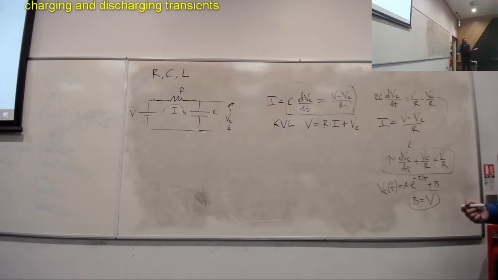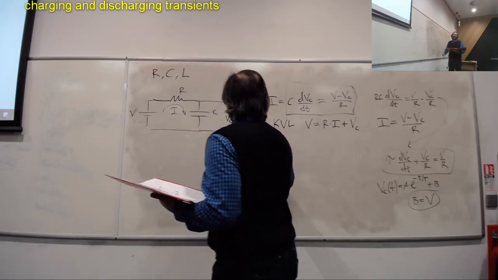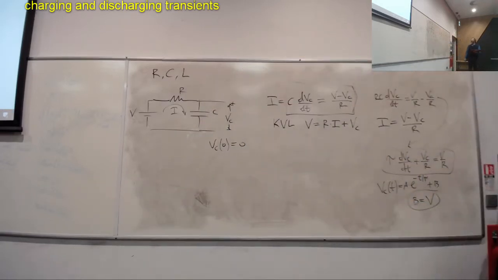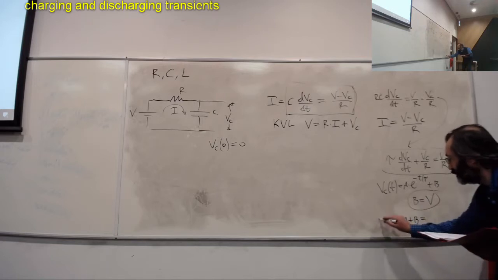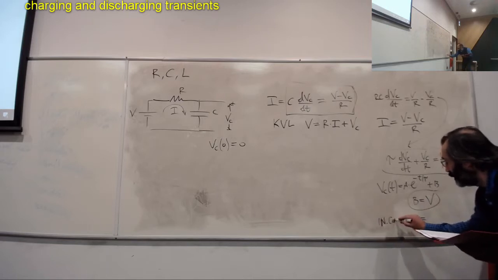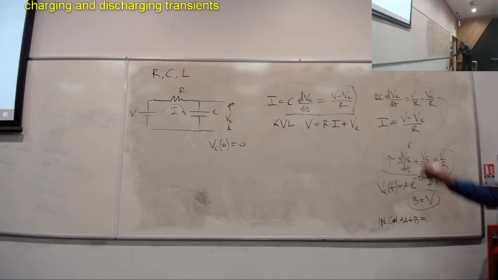But also, so this is one thing we find. Now, also we have to impose the initial condition. We haven't said that. So let us assume that initially VC at time 0 is 0, the capacitor is not charged. So we use that in here to find that when t is 0, this is A plus B. So A plus B, this is the initial condition. A plus B must be equal to 0. So A must be equal to minus B, so minus V.